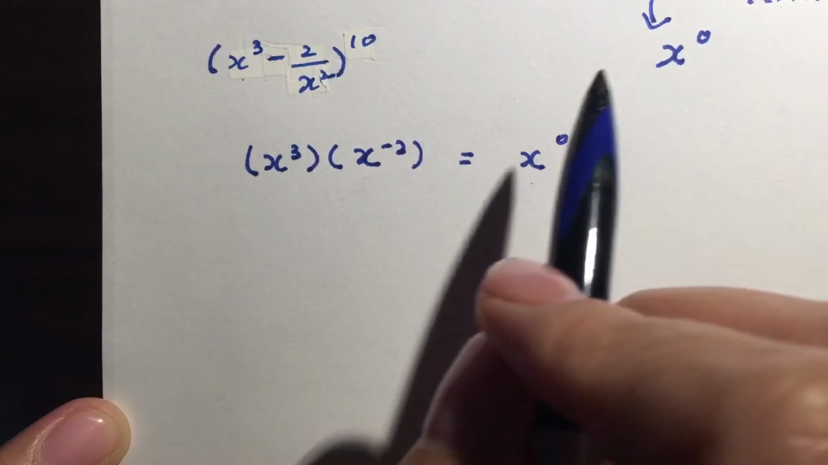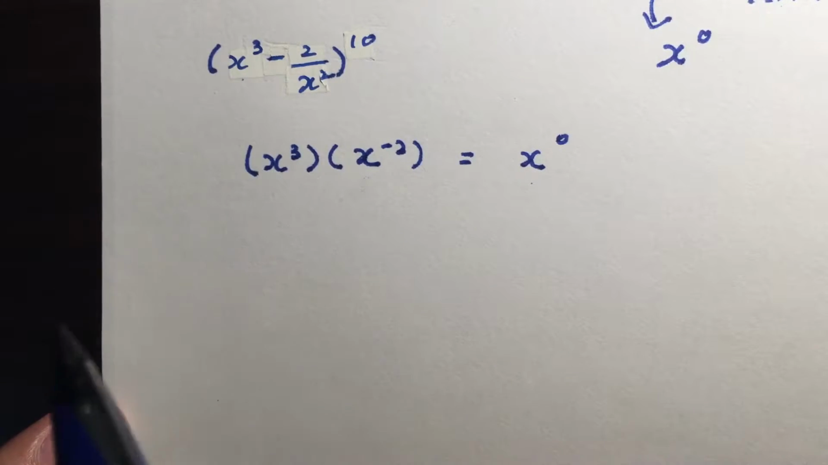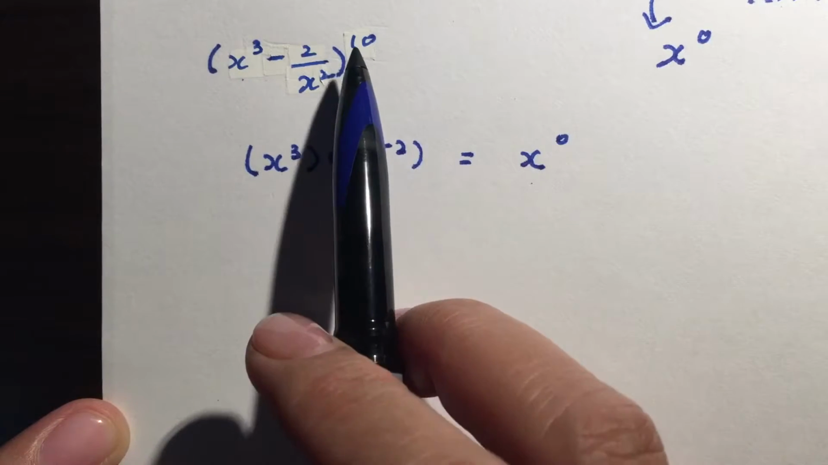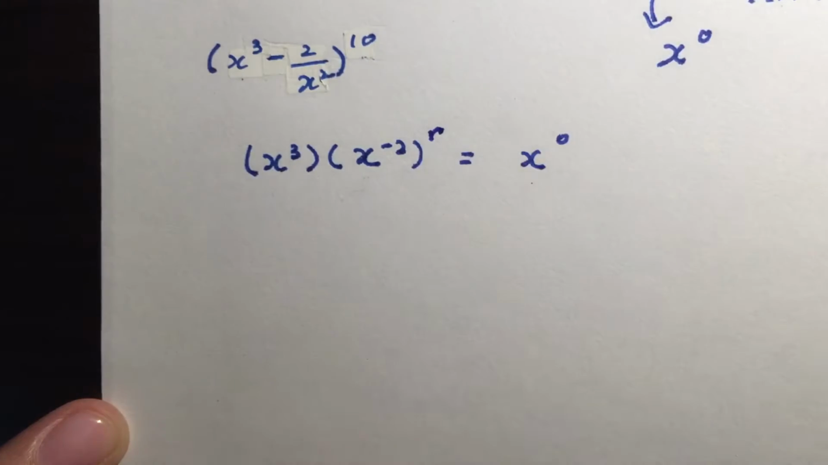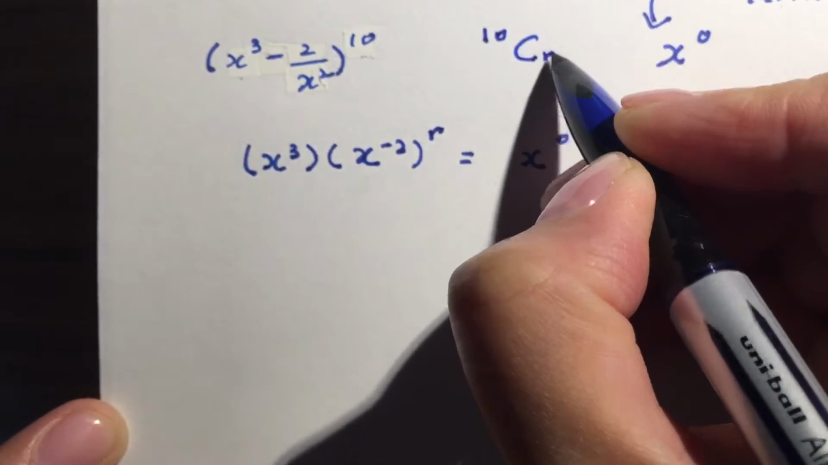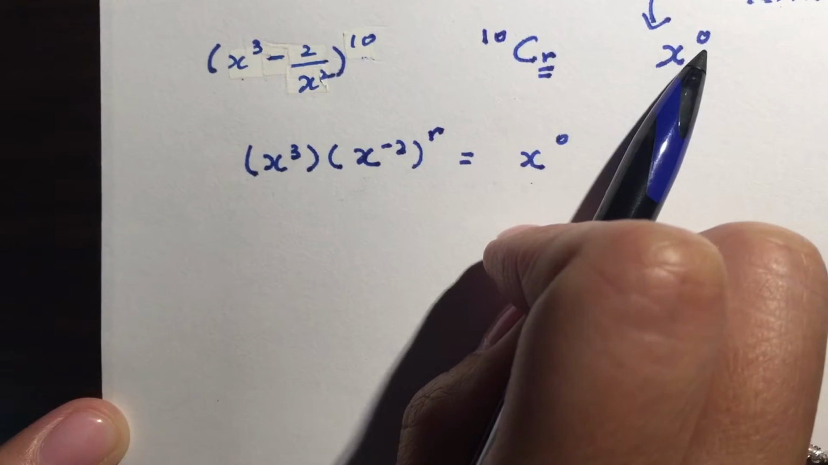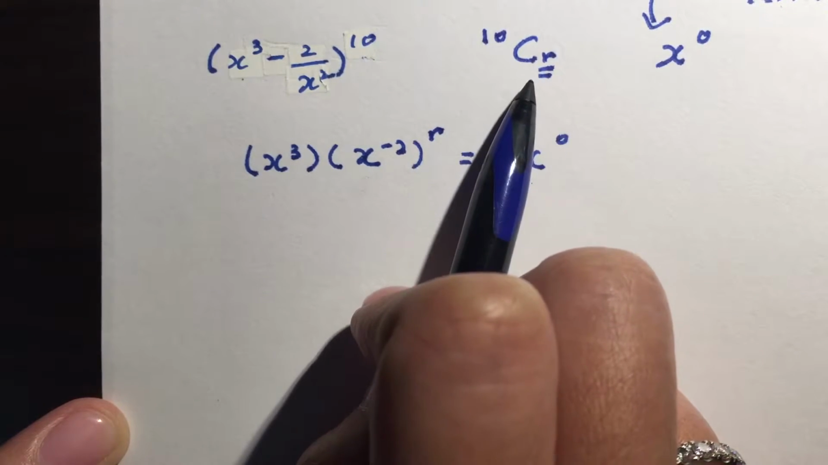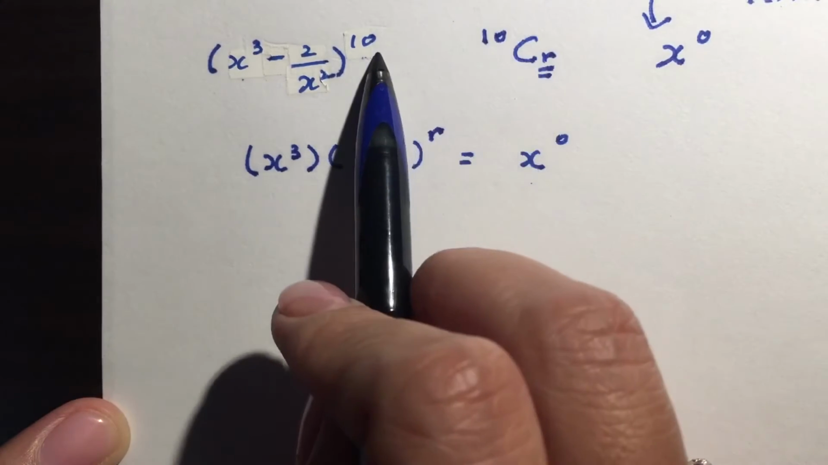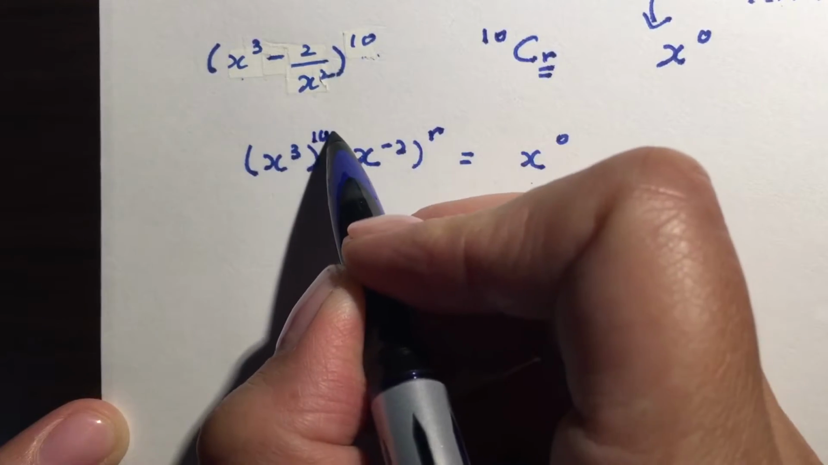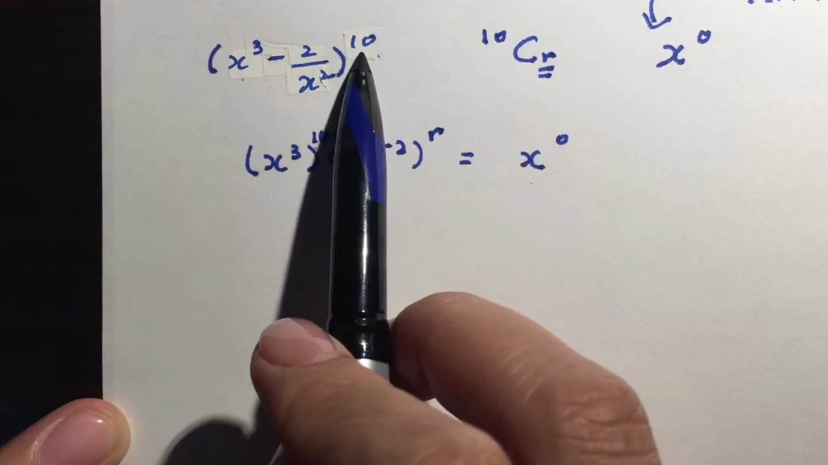Now, what is that term that will give us this one here? Is it 10 choose 3, 10 choose 5, we do not know. But we know the maximum power is 10. So let's call it 10 choose r. This r will be the one that will give me the power of 0 for x, but I do not know what r is yet. So I'm going to put r here, and since the maximum power is 10, this will be 10 minus r. Remember, these two must add up to the maximum of 10.